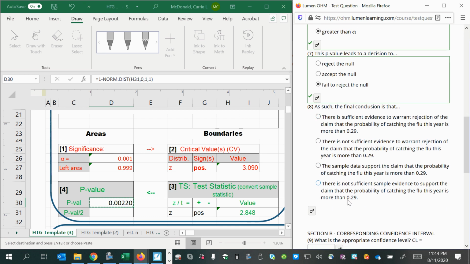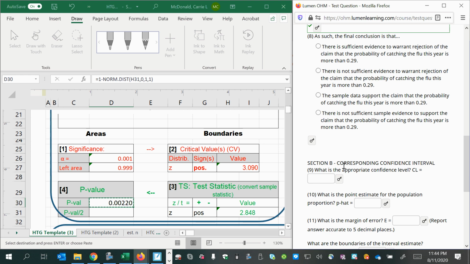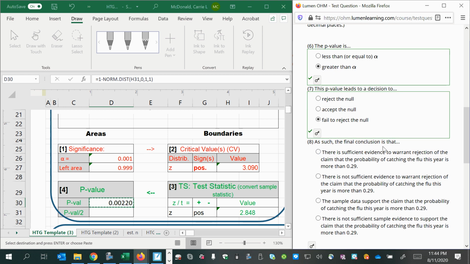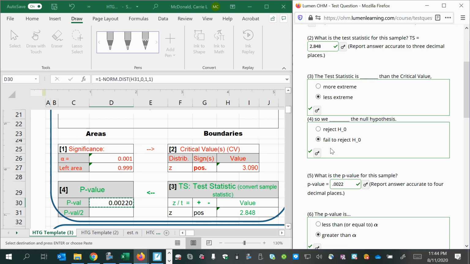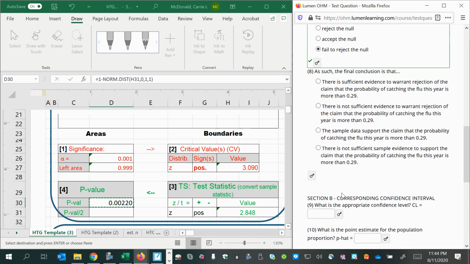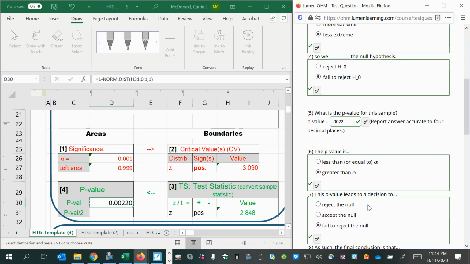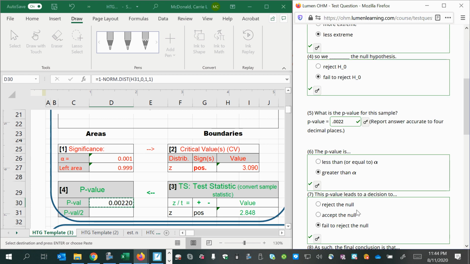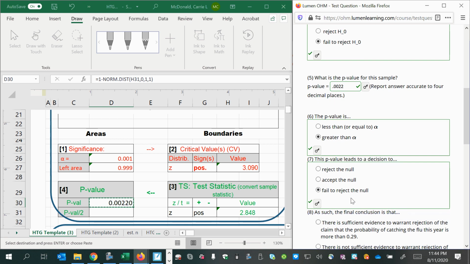Finally, we get to draw a conclusion, and then we move on to conducting the confidence interval step. So the final conclusion is that in both comparing the boundaries and comparing the areas, we determined that we should fail to reject the null hypothesis. If you ever get two different decisions, that's a problem. You should always be deciding to reject the null hypothesis in both steps or not reject the null hypothesis in both steps, whether you're comparing areas or boundaries.